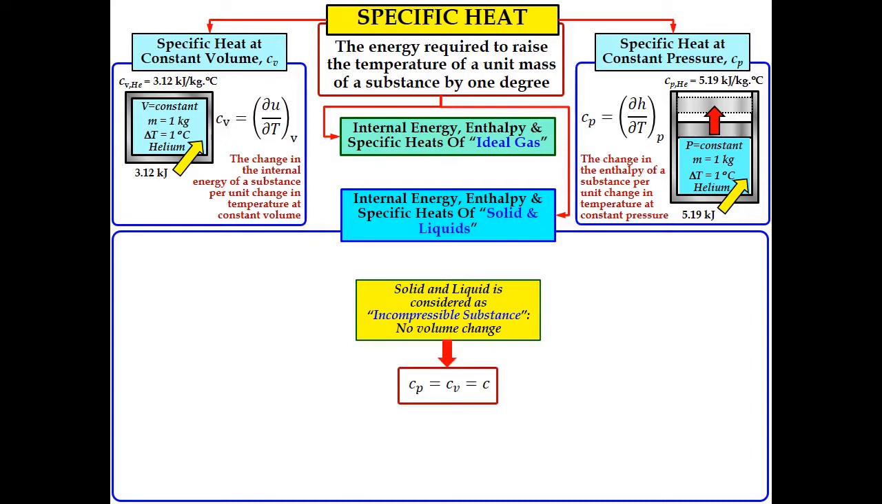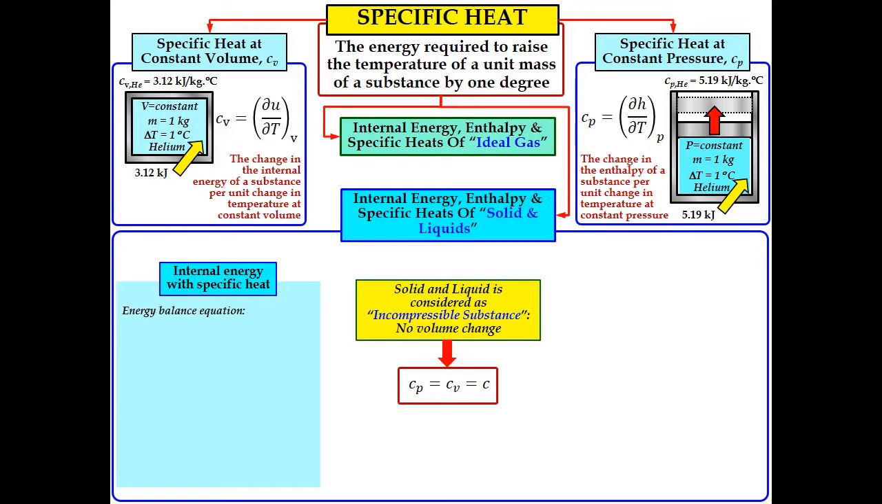So in terms of specific heat value, we don't have two different values of Cp and Cv for solid and also liquid. We only have one term of specific heat for solid and liquid, where we have only C. So we don't have specific heat at constant pressure or specific heat at constant volume. We only have one value of specific heat for the solid and also for the liquid.